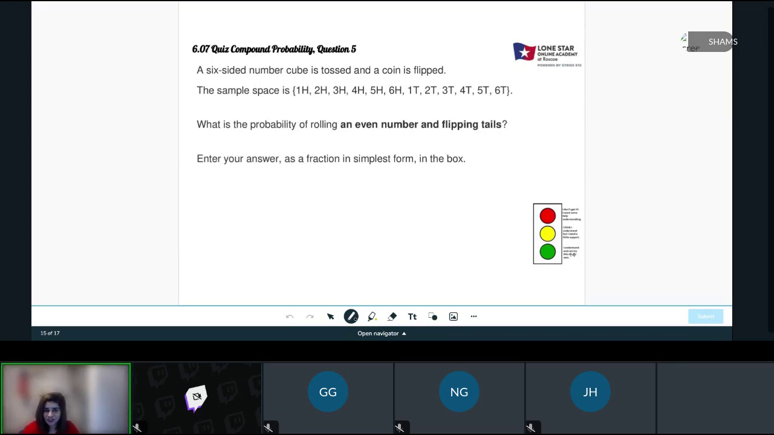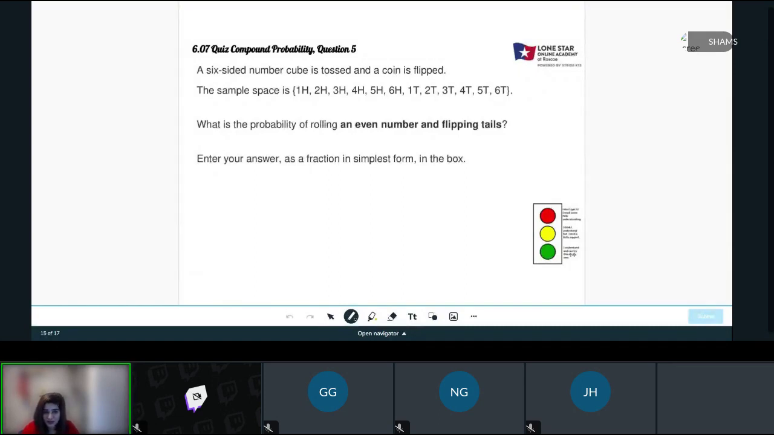A 6-sided number cube is tossed and a coin is flipped. And here is the sample space, right? So your cube might land on 1, and the coin lands on heads. Your cube lands on maybe 2 and the coin lands on heads. Cube lands on 3, coin heads, 4, heads. All these are possible outcomes of tossing a coin and rolling a cube, right?